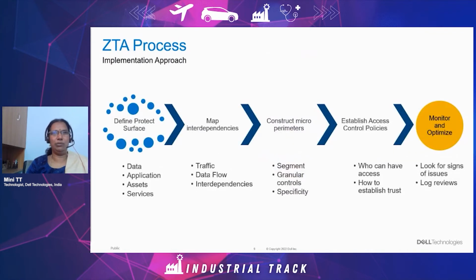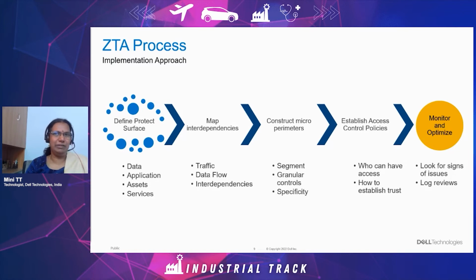So let's see how we implement this as a process. These are the principles; how do we go about doing it? What we could do is first define the protect surface. That is, identify the data, applications, assets, and services, everything that we need to protect. They could have interdependencies, with traffic and flow happening between those elements, so identify and map those interdependencies so that we have a view of how the data flow is happening.